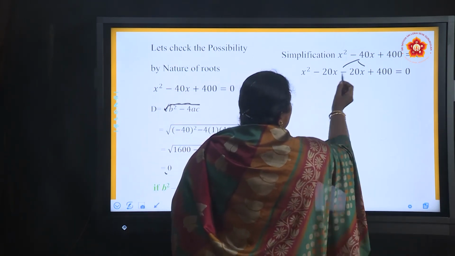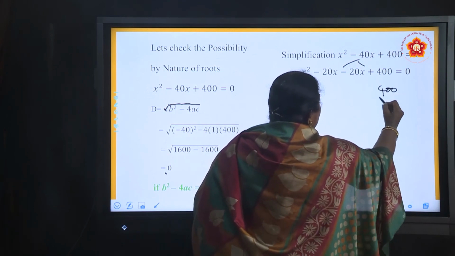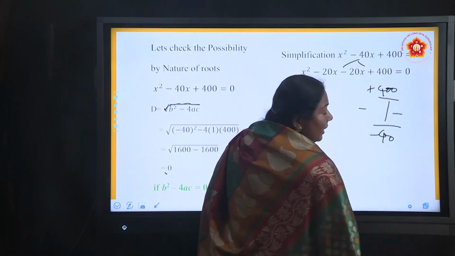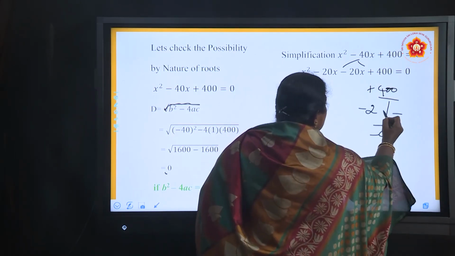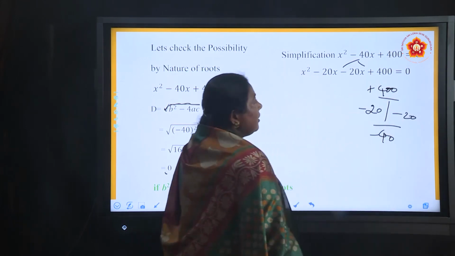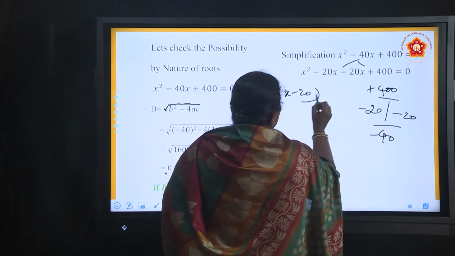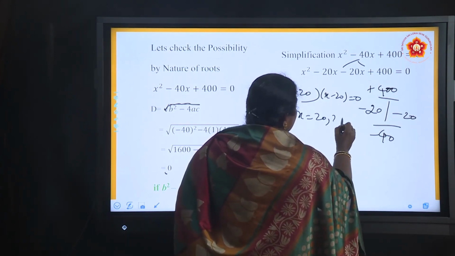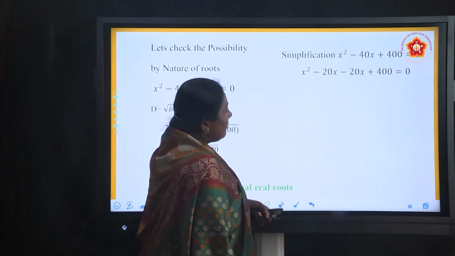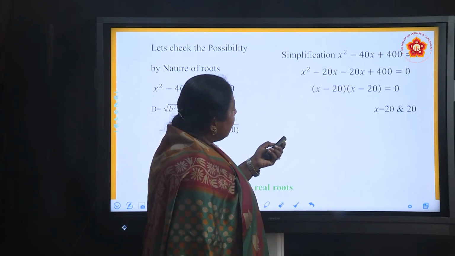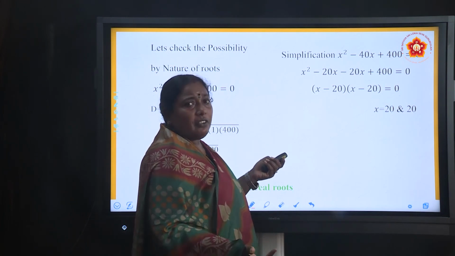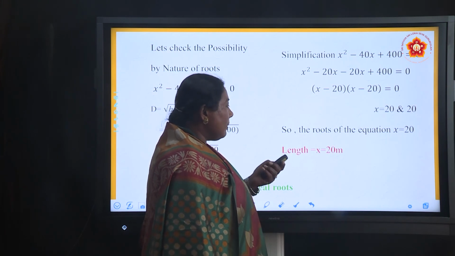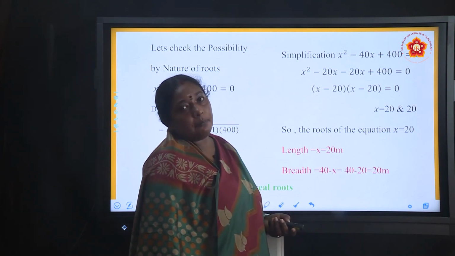So it is 40. The normal way, if you do it by the factorization method, is very easy. This is plus, this is minus, so both terms should be minus and minus. So it is 20 into 20. We get x minus 20, and x minus 20 equal to 0. So x is equal to 20, 20. Here the x value is 20 and 20. You can put it in whichever way, no problem. Given the length is equal to 20, the breadth is 40 minus 20, which is 20 meters.